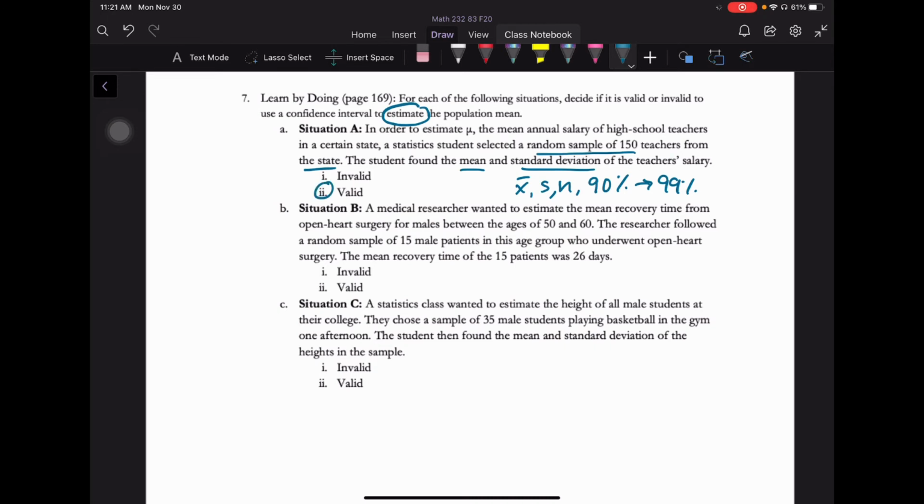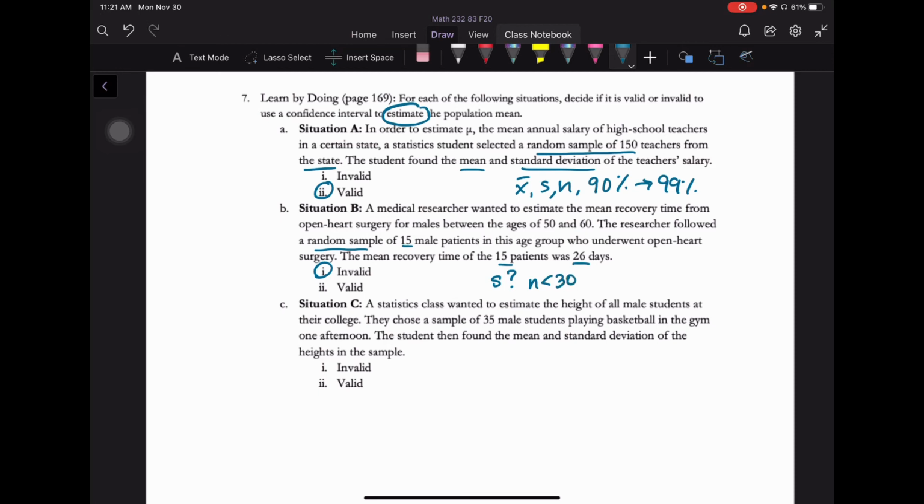Situation B, a medical researcher wants to estimate the mean recovery time from open heart surgery for males between ages 50 and 60. The researcher followed a random sample, that's good, of 15 patients in this age group who underwent open heart surgery. The mean recovery time of the 15 patients was 26. Well, I don't know anything about my standard deviation, and my sample size isn't bigger than 30. I need to actually look at the distribution. So right now we're having issues because this is invalid.